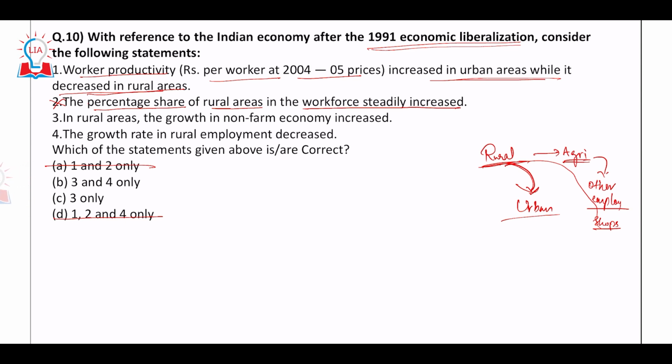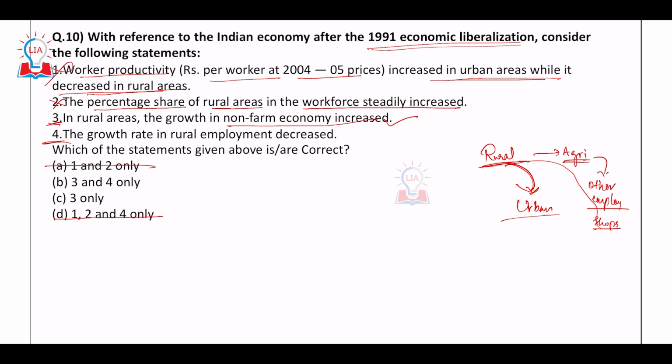Done. So when you eliminate A and D, you clearly have to remove 1 as well, right? You're only left with 3 and 4 now. So 3 is in both, so it has to be the answer, right? In rural areas the growth in non-farm economy has increased, obviously. So 3 is right. What about 4?